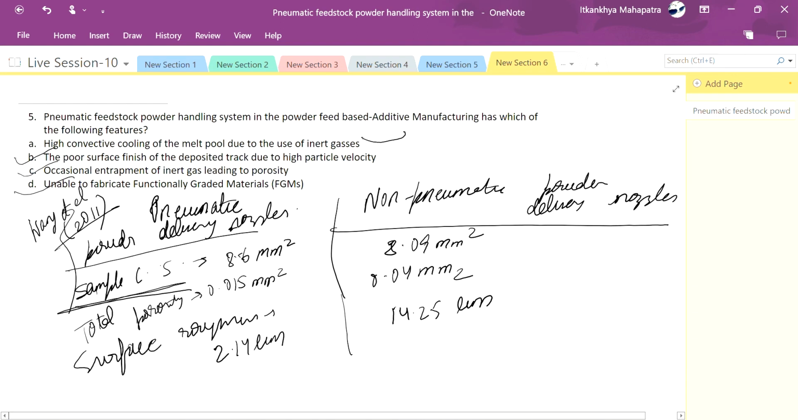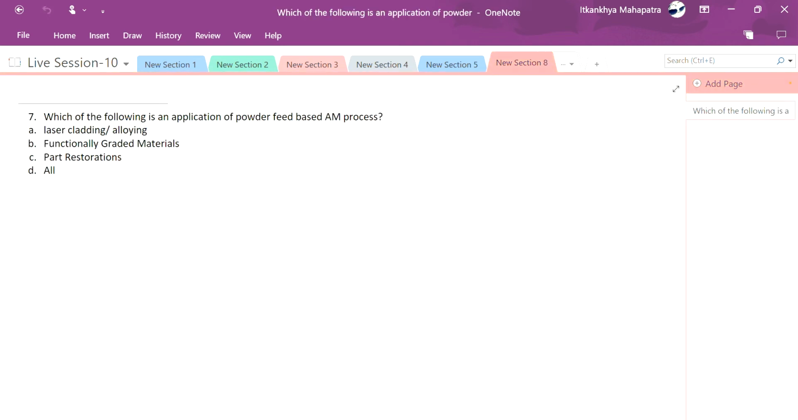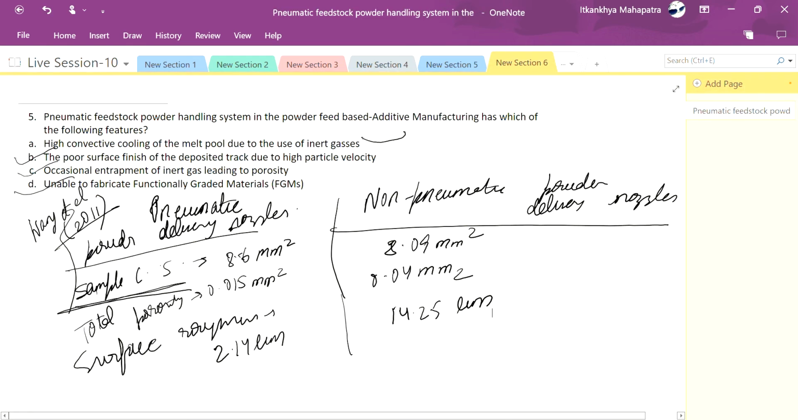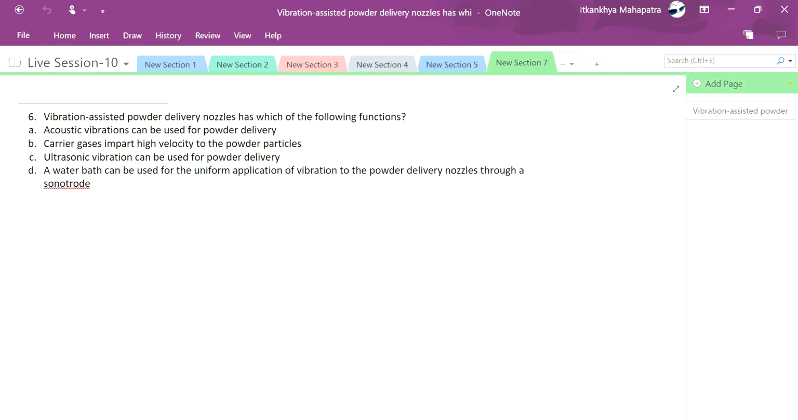Okay, which we have already discussed throughout. So moving on to the next question. Vibration assisted powder delivery nozzles has which of the following functions? So the correct options are options A, C, D. Acoustic vibration can be used for powder delivery nozzle, ultrasonic vibration can be used for powder delivery nozzle, and water bath can be used for the uniform application of vibration to the powder delivery nozzles through a sonotrode.